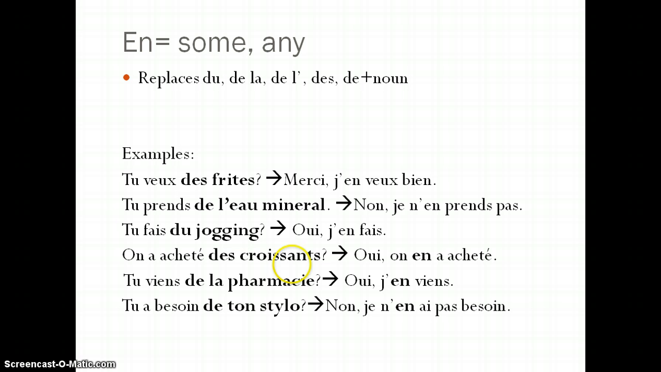On a acheté des croissants? Oui, on en a acheté. Yes, we have bought some, referring to des croissants. Tu viens de la pharmacie? Oui, j'en viens. I'm coming from de la pharmacie. I'm coming from there. So notice that is a place, but we're using de la, so we can replace de la pharmacie with en. Tu as besoin de ton stylo? Non, je n'en ai pas besoin. De ton stylo is de plus a noun, ton stylo. Non, je n'en ai pas besoin. I don't need it, referring to de ton stylo.